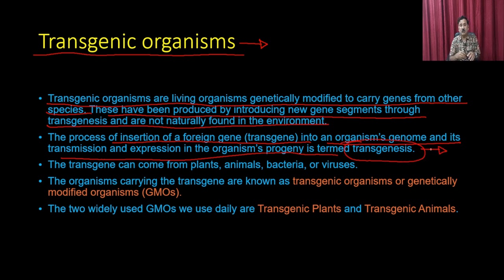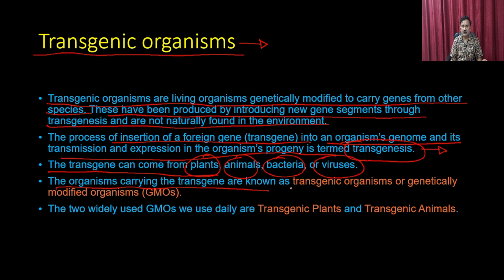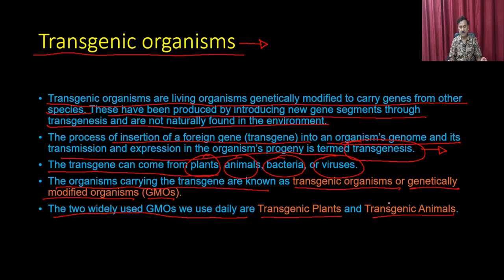Transgenesis is a process in which first you generate the recombinant DNA and then you insert that into an organism, and then you allow the integration of this particular gene into the genome of that organism. The transgene can come from plants, animals, bacteria and viruses, and depending upon that they are going to exhibit their specific phenotypes. The organisms carrying a transgene are known as transgenic organisms or genetically modified organisms, the GMOs. The two widely used GMOs we use daily are transgenic plants and transgenic animals.